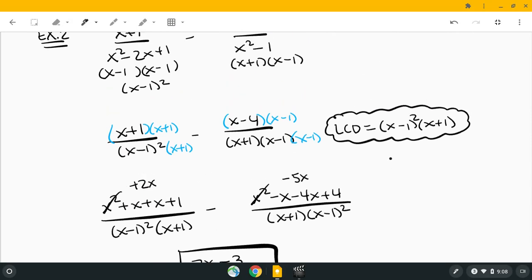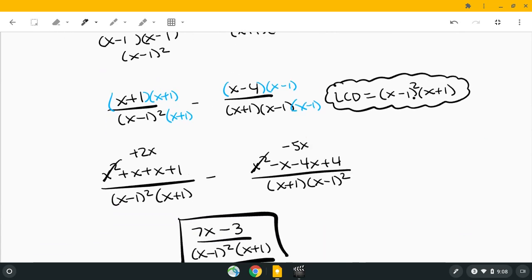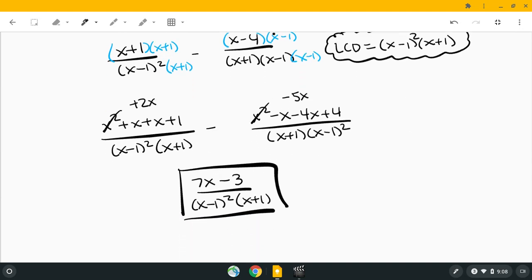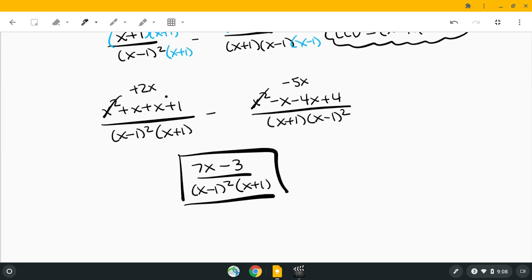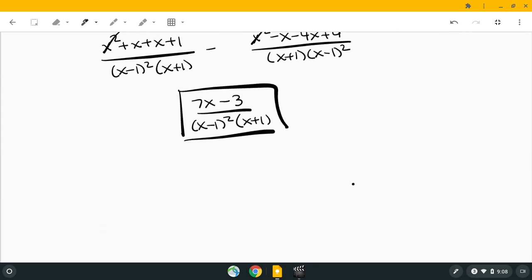So again, factor your denominators. Get your LCD. Make your denominators look like your LCD. Multiply out your numerators and combine like terms. Once you have your denominators looking like your LCD, you just leave them alone. All right. Let's go ahead and take a look at another example.